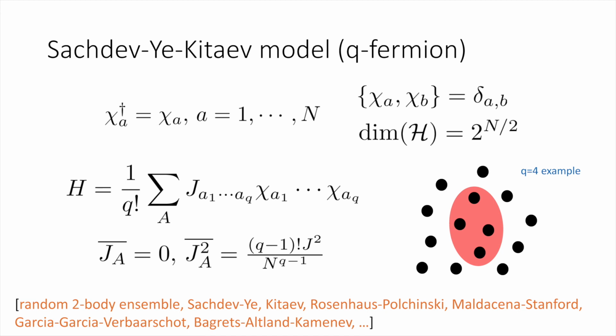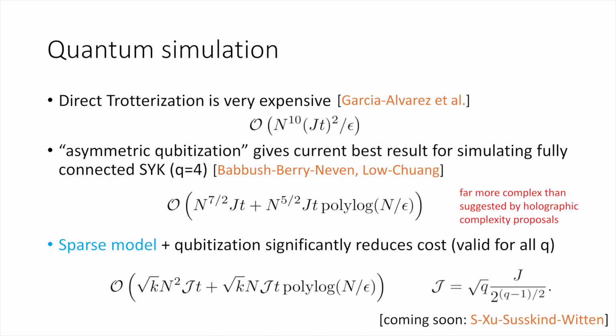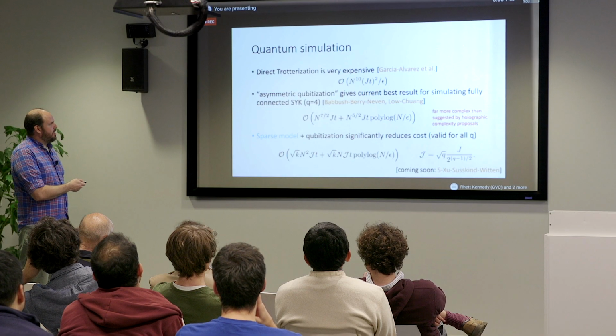Now you can ask, suppose I want to just realize this model in a digital quantum computer. Well, people have thought about that. You can try to just trotterize it. Suppose you want to evolve in time, you want to see the black hole form and evaporate. That turns out to be very, very expensive. The best current result, by some Google folks down the coast, Babbush, Berry, and Neven, using this qubitization of Low and Chuang, is that the simulation cost for a system of n fermions scales like n to the 7/2 per unit time. So every time step you want to go, you have this cost.